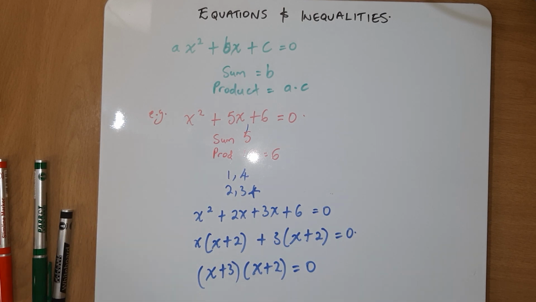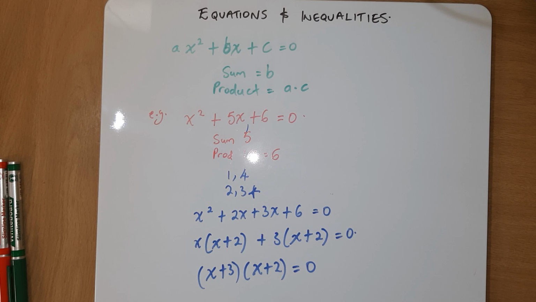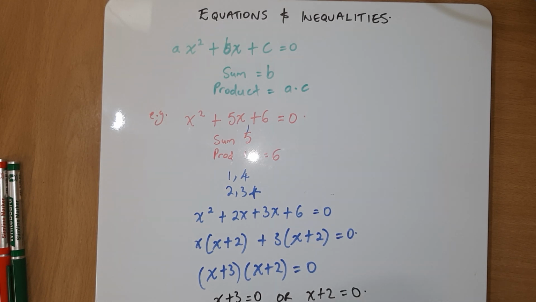So now we are getting the solution. The quadratic equation has two solutions. The first one is x plus 3 equals 0, or x plus 2 equals 0. Thereby x is equal to minus 3, and here x is equal to minus 2. When the 2 crosses the equal sign, it becomes minus. When the 3 crosses the equal sign, it becomes a minus. So we have two solutions to our quadratic equation.